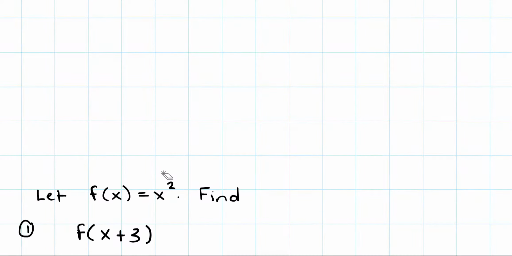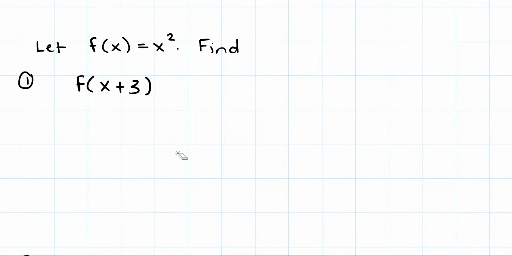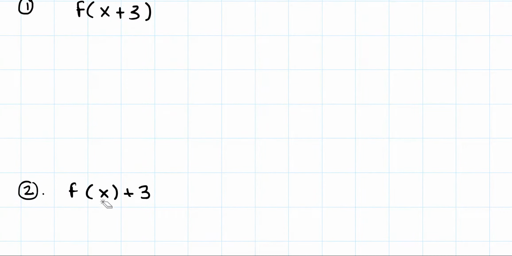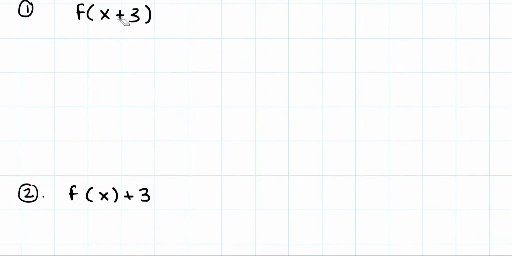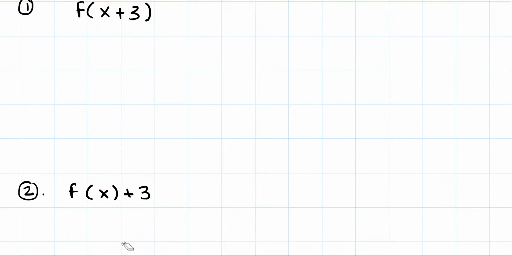So let's see. Suppose that we have this function x squared. I want to find several things. I'm going to scroll down and show you everything that I want to find. So maybe you can copy all the problems down, and maybe you can watch me do one and you can do the other ones. But for this particular function, what I want to find is f of x plus 3, f of x plus 3. Notice the difference between these two. This plus 3 is on the outside of the function.